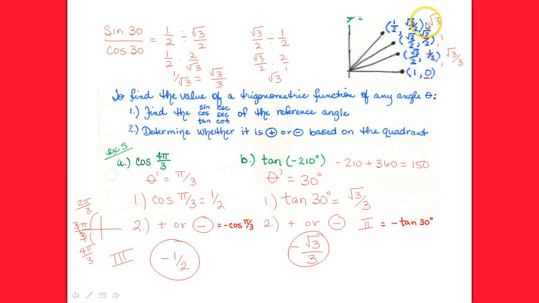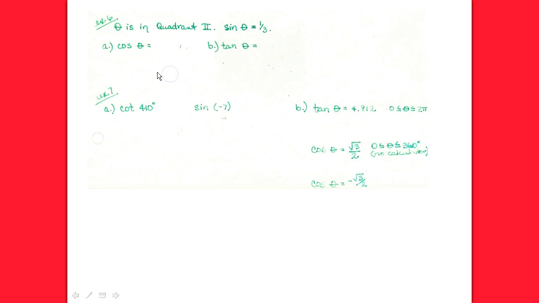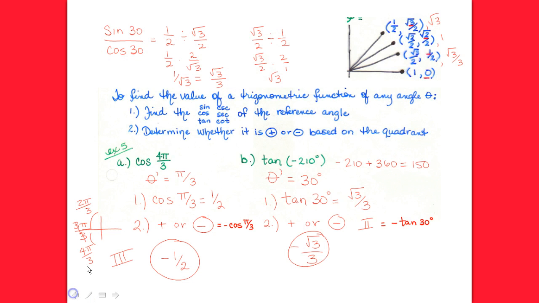If you notice, the tangent at 30 and the tangent at 60 are just reciprocals of each other. See how over here, let me go back one, it was 1 over the square root of 3? But over here it's square root of 3 over 1. So that's the nice thing.